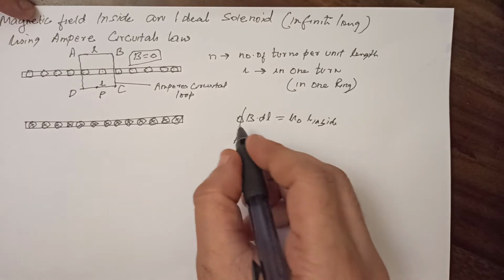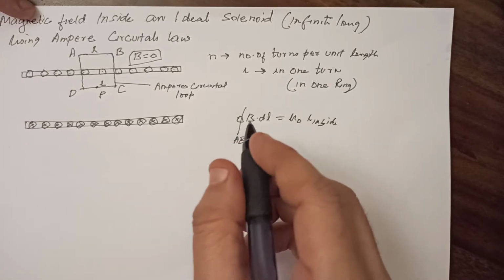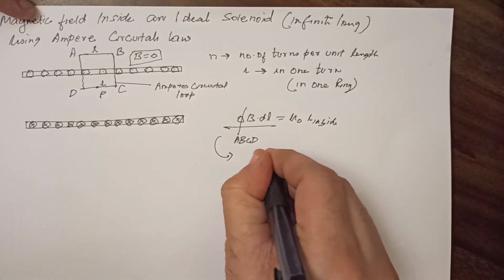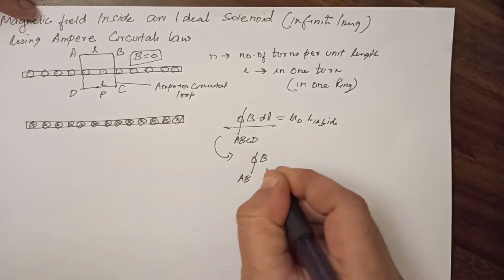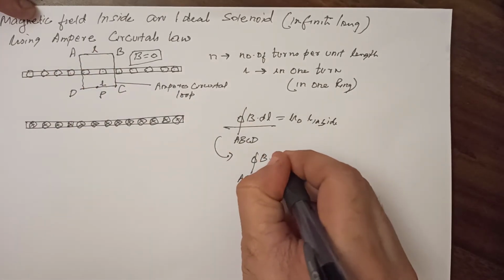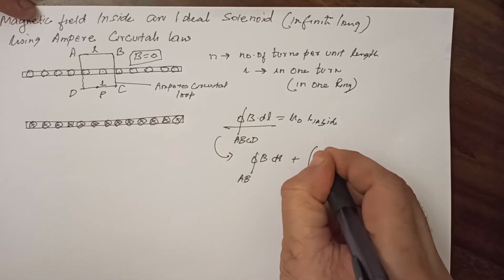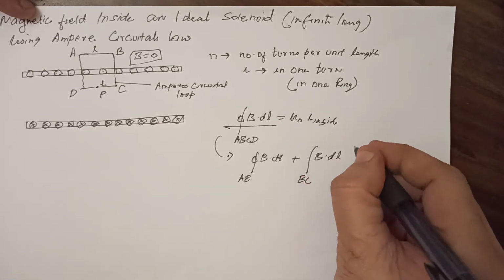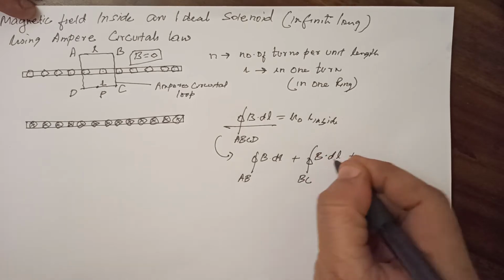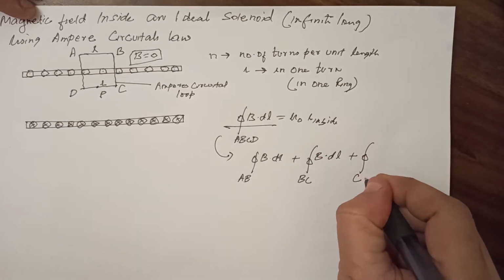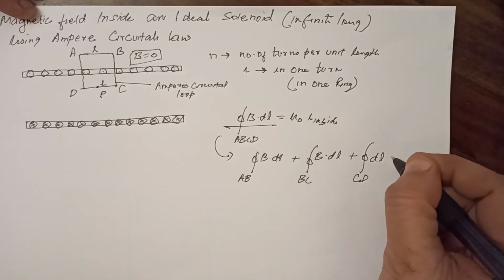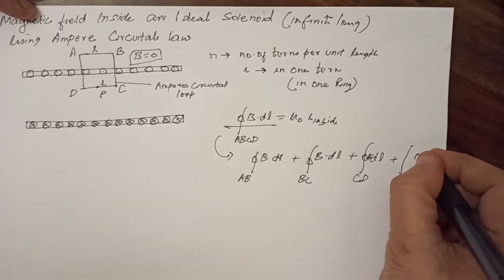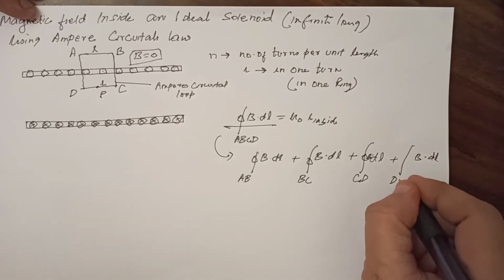Now let's break this up into four portions. It can be broken into the integral of B dot dl across AB, plus the integral of B dot dl across BC, plus the integral across CD of B dot dl, sorry, I missed B, correct, and finally the integral of B dot dl across DA.